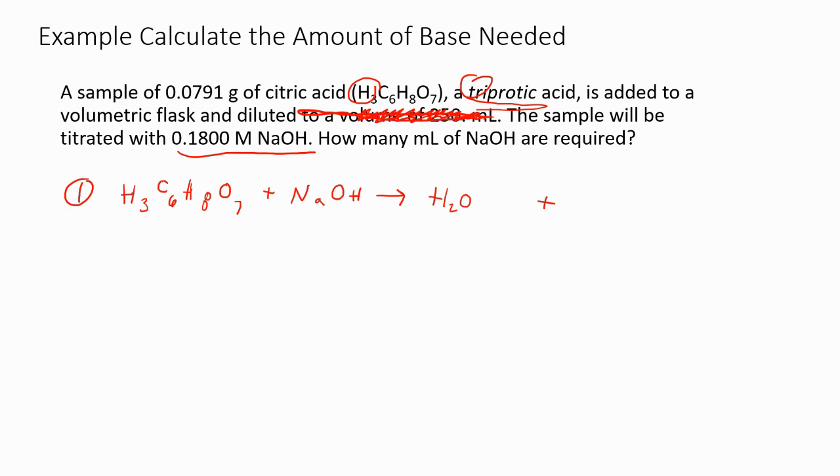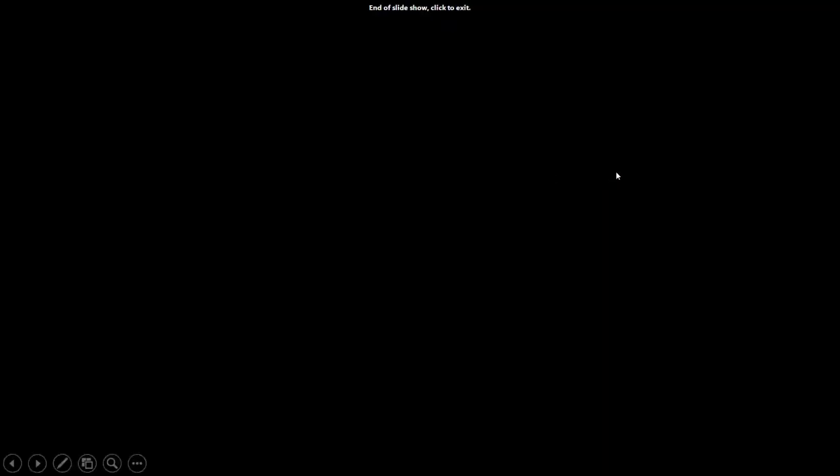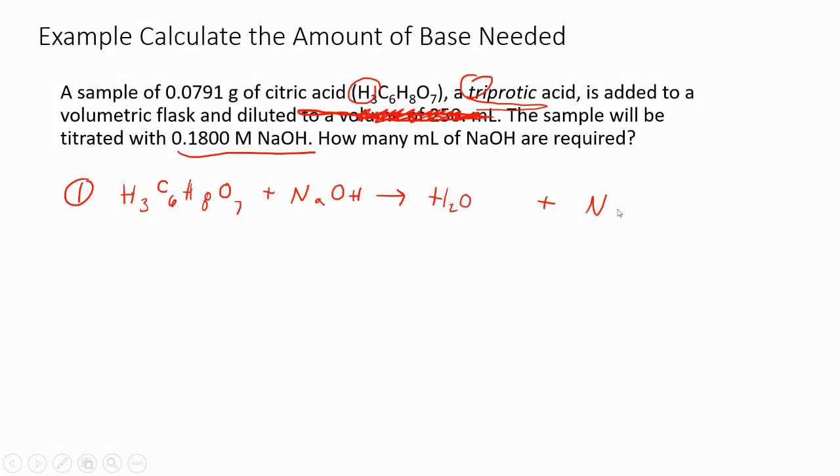So here, this is our conjugate base. So I'm going to get Na. What's the charge on Na? Yes, +1. Thank you.